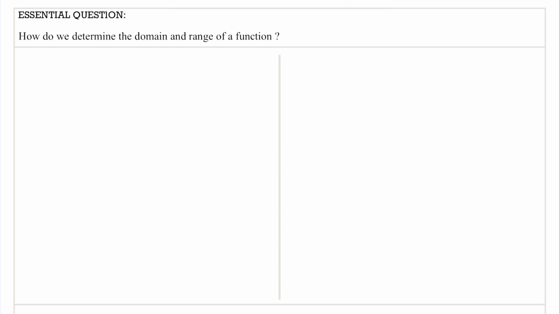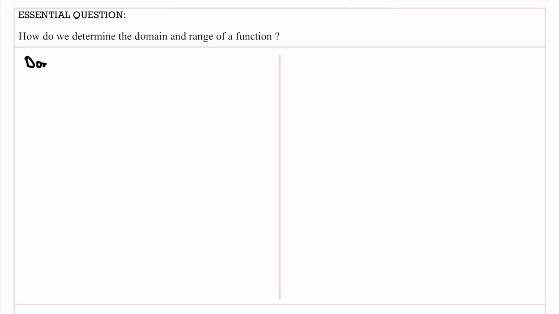Domain and range is one of those topics that causes a lot of confusion and frustration with students, but it doesn't need to be that way. The first thing we want to look at with domain and range is what those two things are referring to.